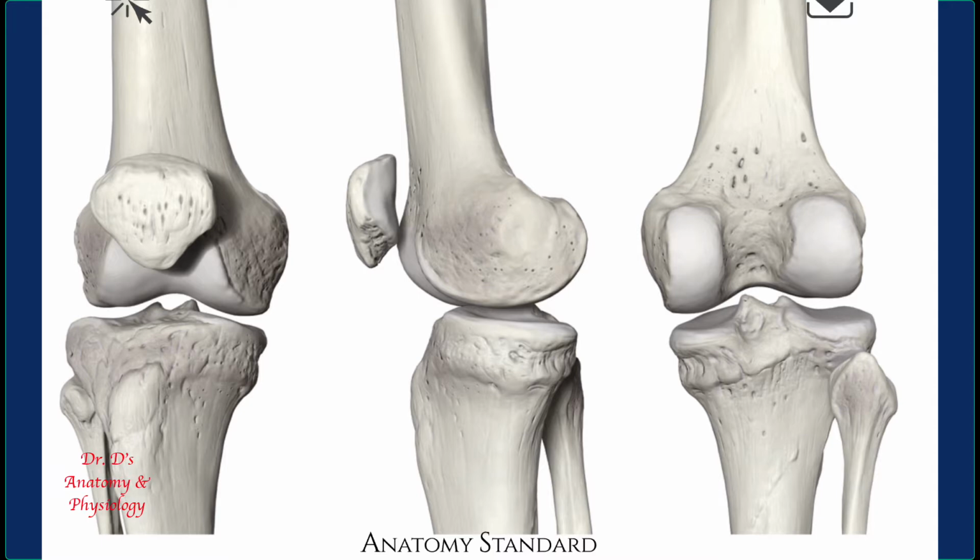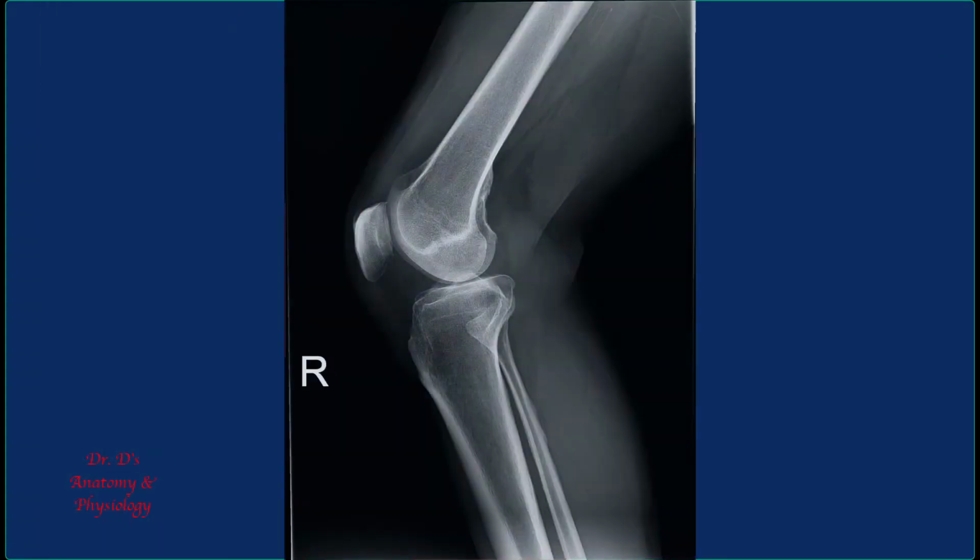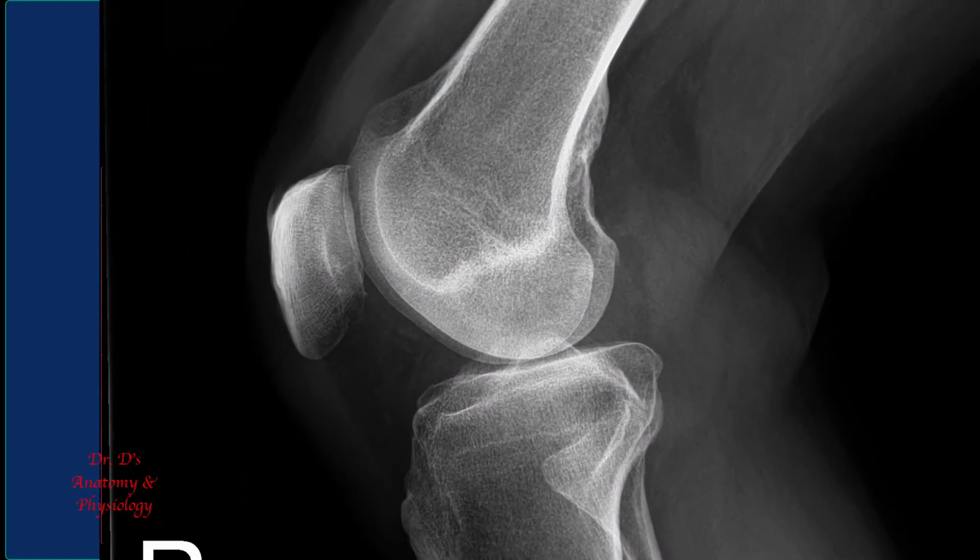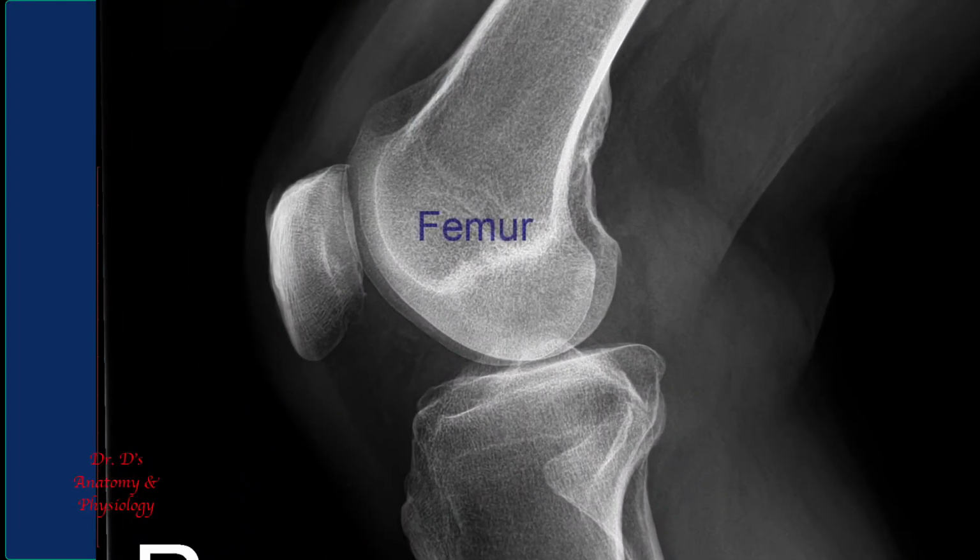Before describing the tibia and fibula, we need to talk about the patella, or kneecap, which appears to be floating in this image. Here is a radiograph of the knee joint. The thigh bone, or femur, was described in a previous video. It articulates with the tibia, or leg bone, which is commonly called the shin bone.